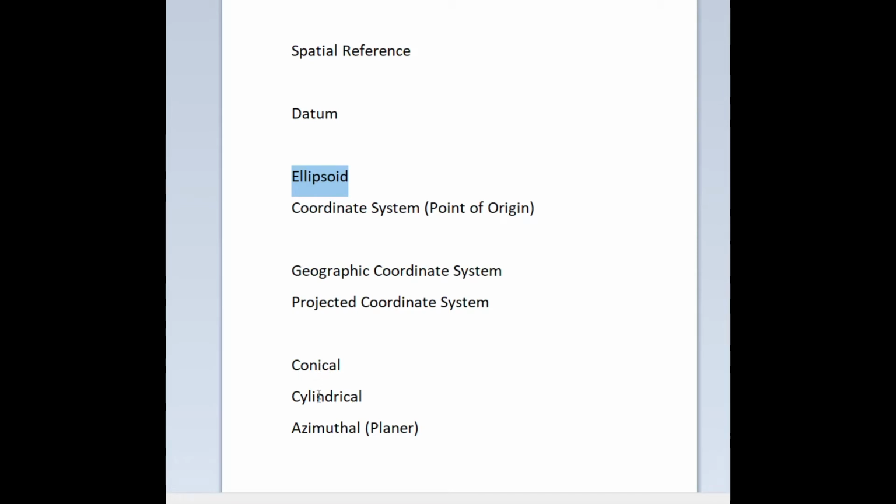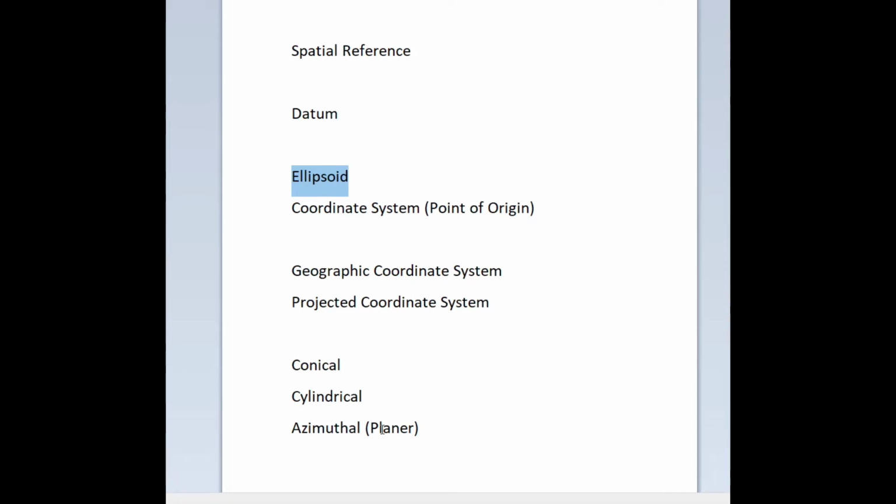That's why you have to learn this as an outline. These 3 families here are all projected coordinate systems. If you gave me a projected coordinate system, I would know that it would be within one of these 3 families. And so we have what's called conical, cylindrical, and my personal favorite, because it's fun to say, azimuthal.